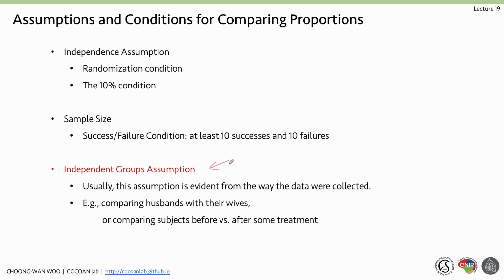One additional thing, independent groups assumption. Usually this assumption is evident from the way the data were collected. For example, when you compare husbands with their wives, these two groups are not really independent, right? Or comparing subjects before and after some treatment, the groups are not independent. In these cases, we can use paired t-test that we are going to learn in the next lecture.